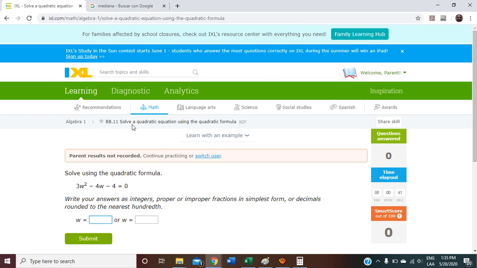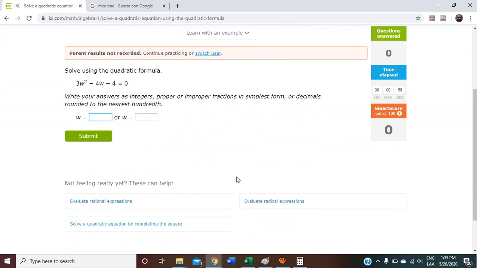Algebra 1, 9.BB.11. Solve a quadratic equation using the quadratic formula or the general formula. In Mexico we usually call it the general formula, but in the US they call it the quadratic formula. It's the same, potato, whatever. So we're going to solve this using the general formula.